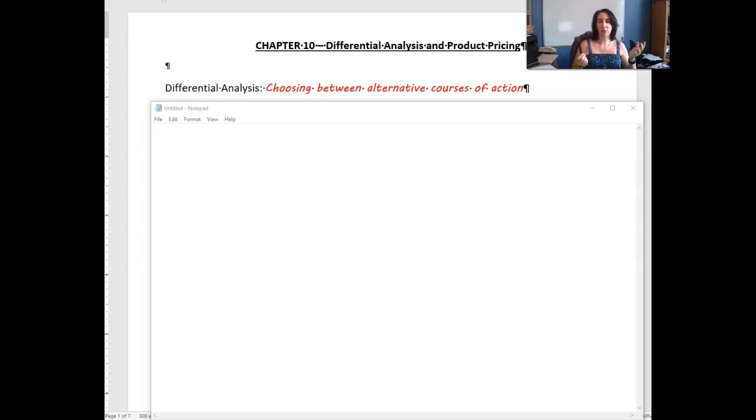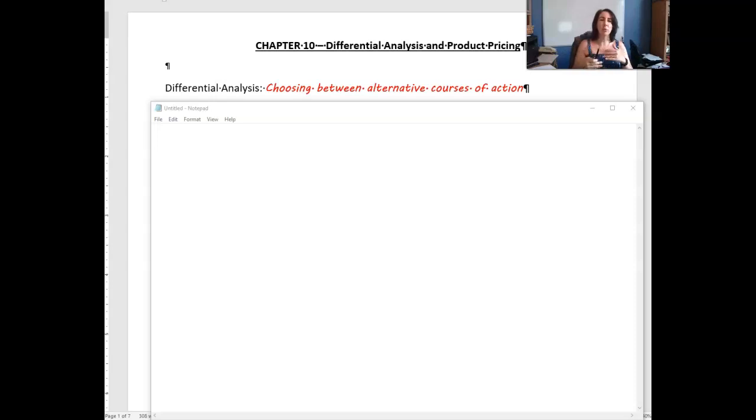All right, so what is differential analysis? It's going to be choosing between alternative courses of action. So what does that mean? It means that in business, you're going to have to make decisions. Does it make more sense to invest money on a new machine, or does it make more sense to keep the old machine and just repair it? Well, that's a differential analysis, because what you're doing is you're comparing two alternative courses of action.